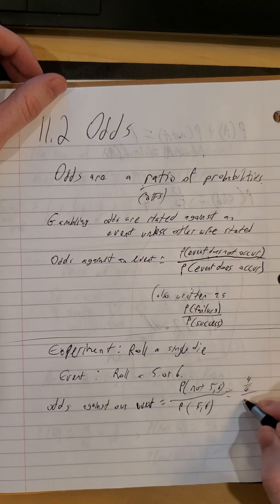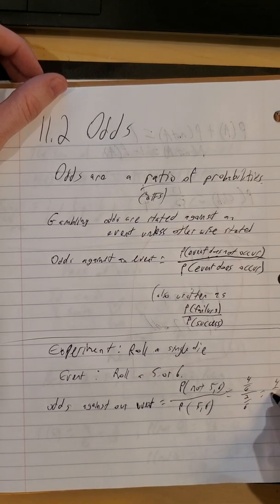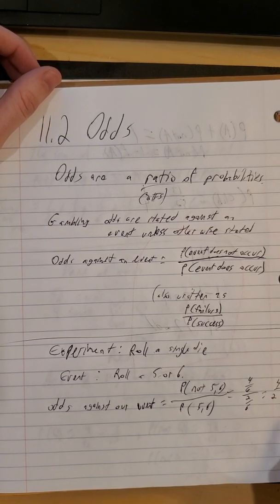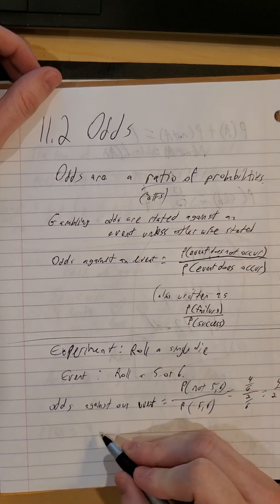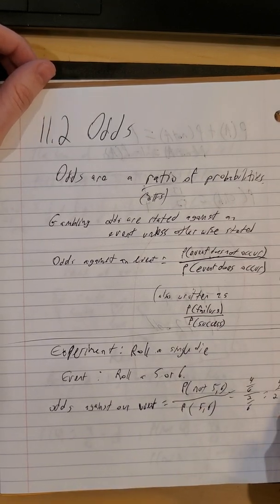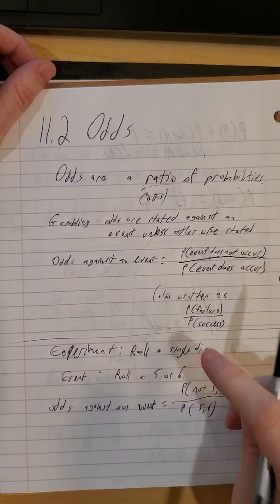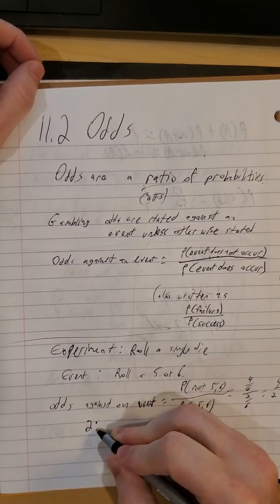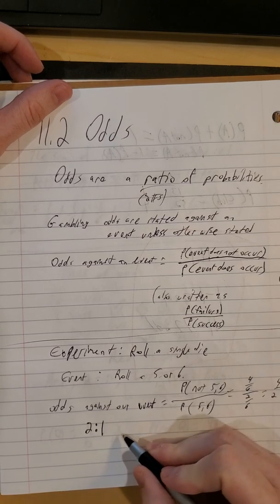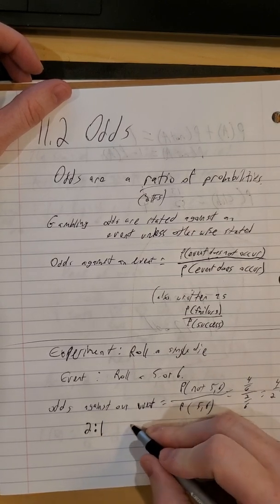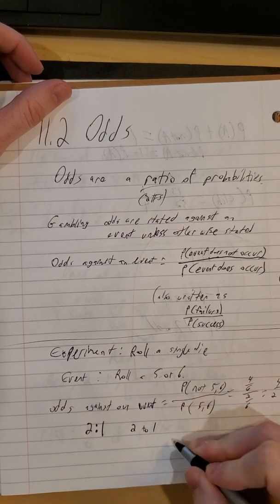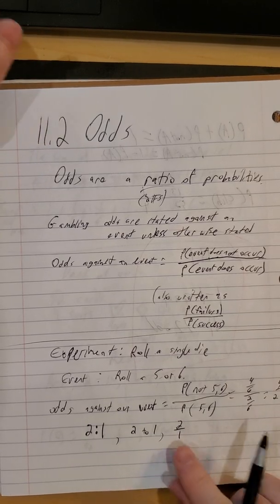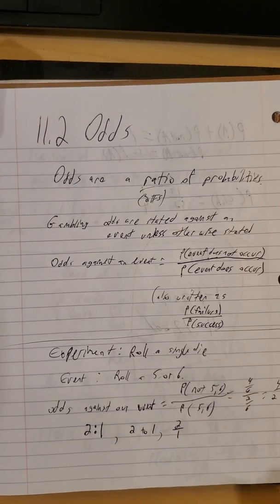That would be 4/6 to 2/6. So 4 to 2 reduces to 2 to 1, which we would leave as 2 to 1. We would not call that a 2 because, again, we're looking at a ratio, and a ratio has to be two numbers. So this would be 2 to 1 odds, also sometimes written with a colon, or sometimes just written with the words. In math, we pretty frequently write it as a fraction as well.